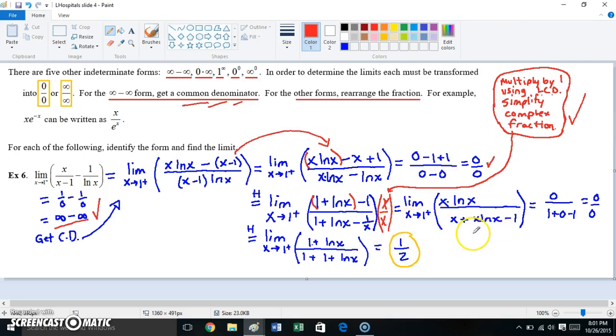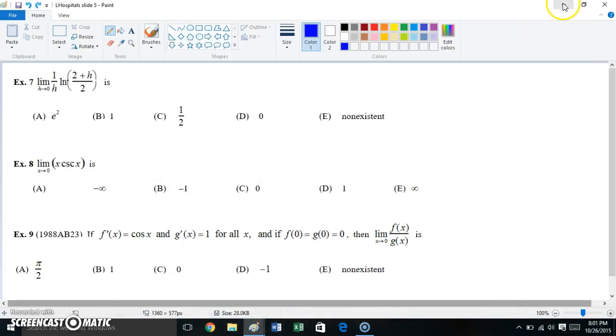Let's evaluate the limit. We end up getting 0 over 0 again. That means we should apply L'Hopital's rule. And in the last step, applying L'Hopital's rule, we get 1 in the numerator. This is going to go to 0. This is going to go to 0 in the denominator. So we get 1 over 2. Okay, let's take a look at the other 4 examples.